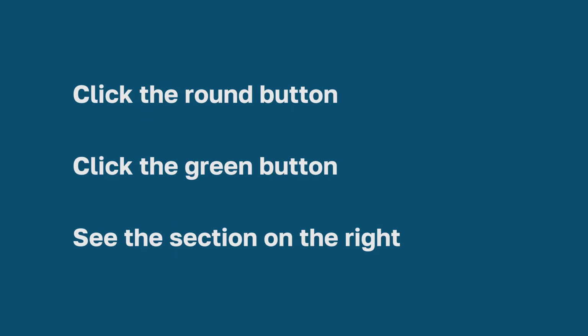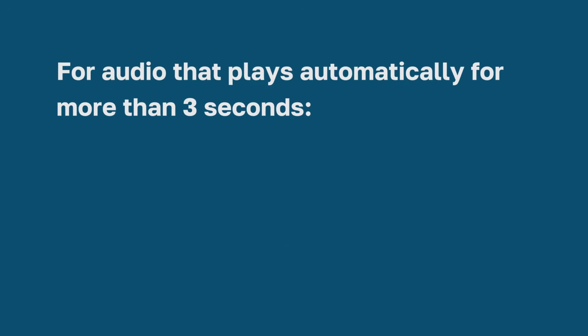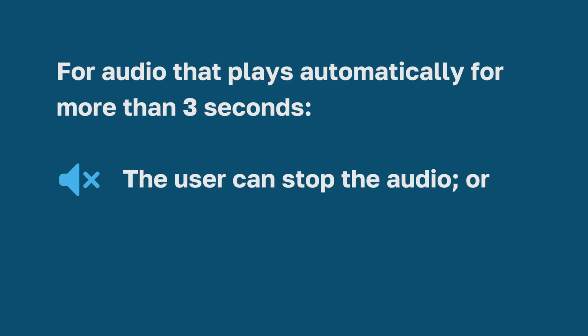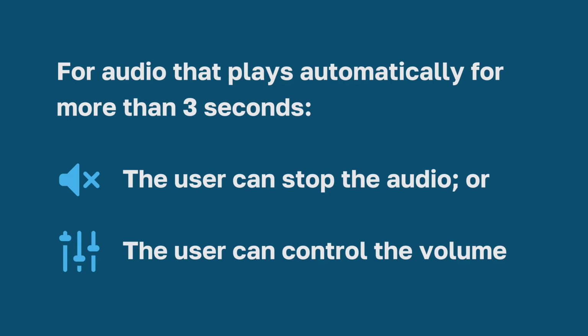When given instructions, be mindful about describing visual elements. For example, don't say click the round button or click the green button, as the user might not navigate the site visually. Similarly, try to avoid phrases like see the section on the right, and definitely don't rely on sounds. If audio content plays automatically for more than 3 seconds, make sure the user can pause or stop the audio, or at least control the volume within your website or app.